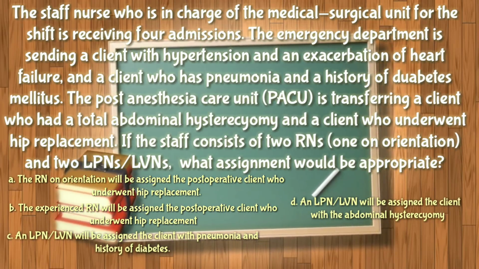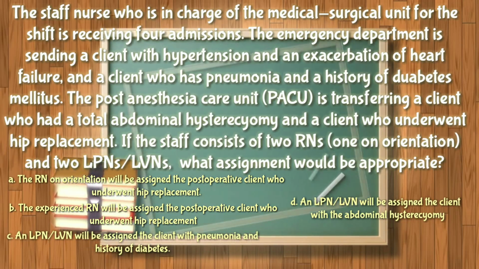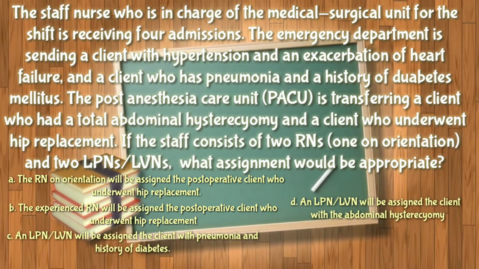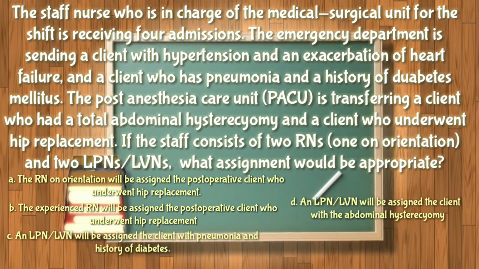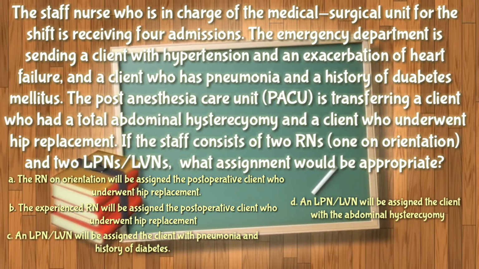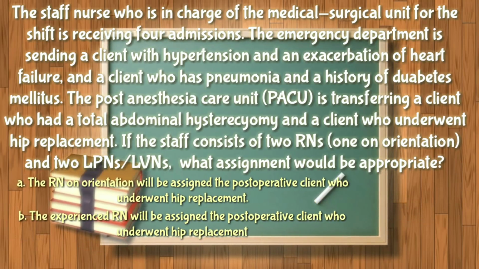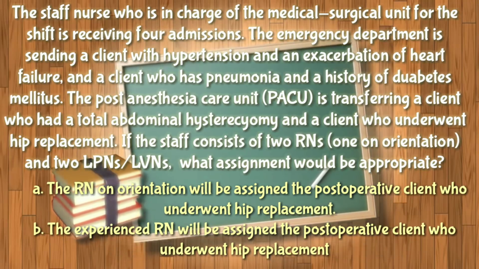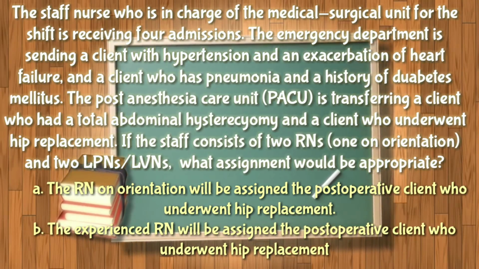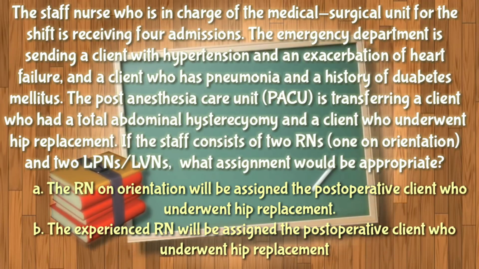So by looking at the question, in this case, the LPN or LVN should assume duties such as vital signs and assisting with ADLs. A patient with pneumonia, history of diabetes, and abdominal hysterectomy should not be assigned to the LPN because the case is very complicated and it needs further assessment, and their condition is very unstable. So letter C and letter D are eliminated. The RN on orientation should care for the client with medical conditions such as CHF, hypertension, and diabetes. They should not be assigned to the client who underwent hip replacement because it is unstable.